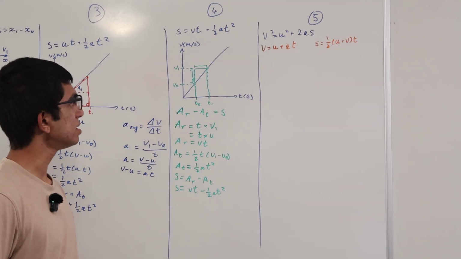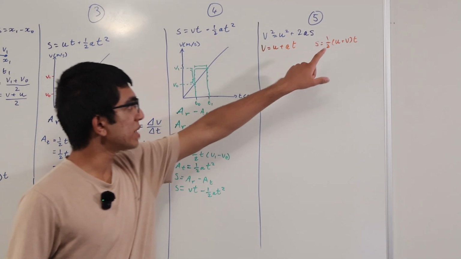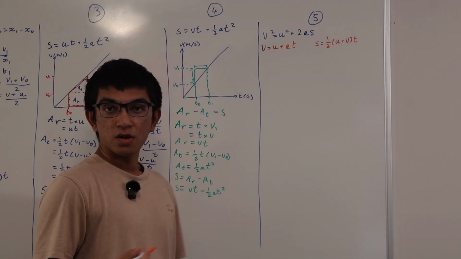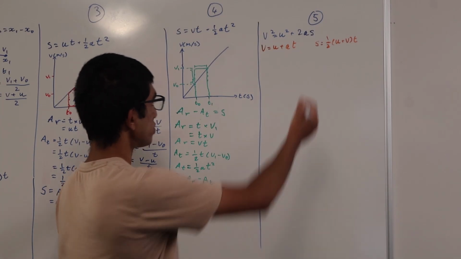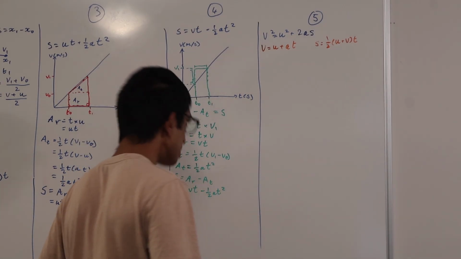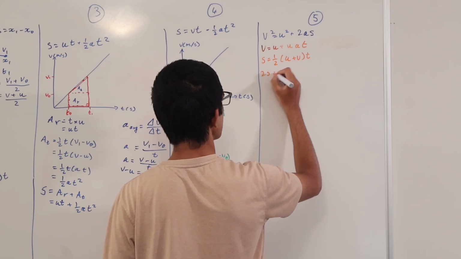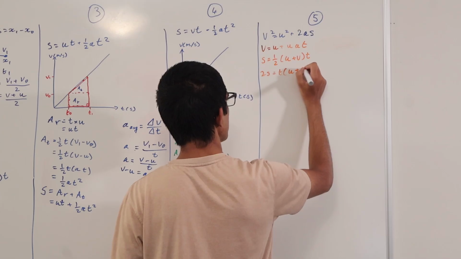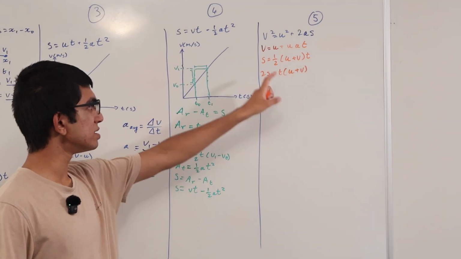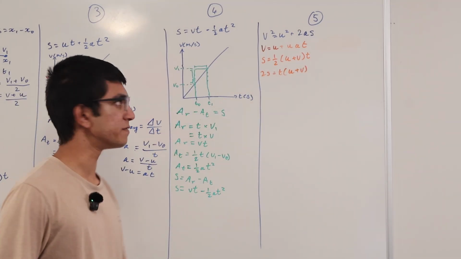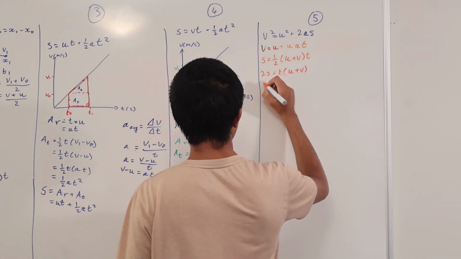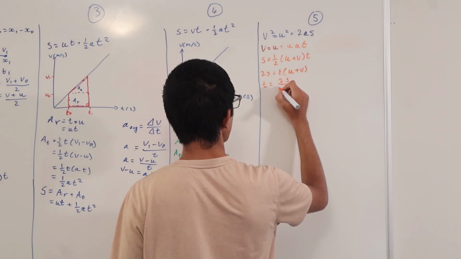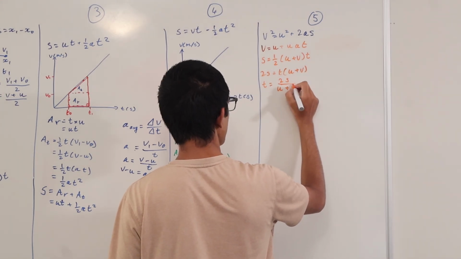What we're going to be doing here is rearranging the second equation and essentially solving for time. To solve for time, we need to multiply both sides by 2. Let me rewrite that. 2s is equal to t times u plus v. To solve for t, we need to divide both sides by u plus v. So we get t is equal to 2s over u plus v.